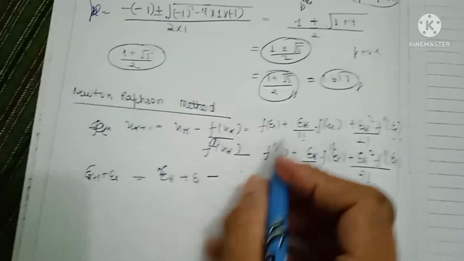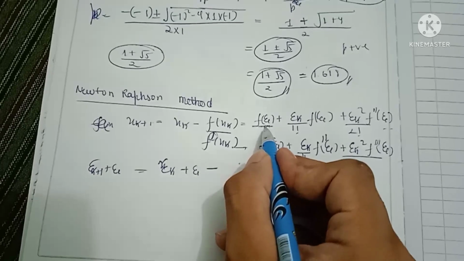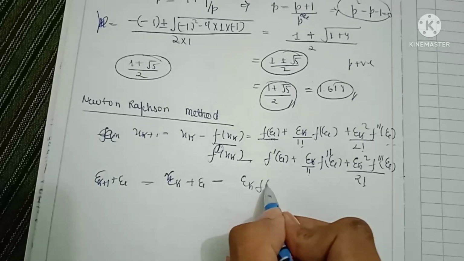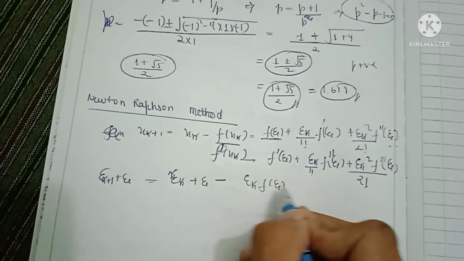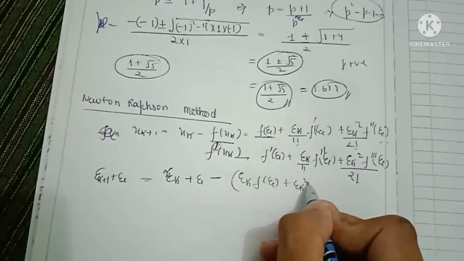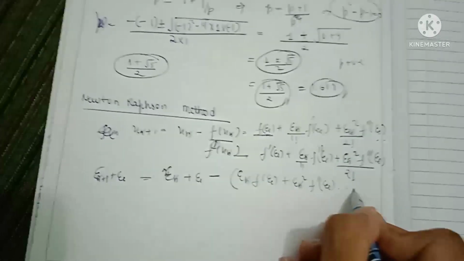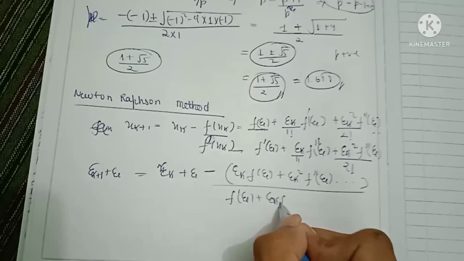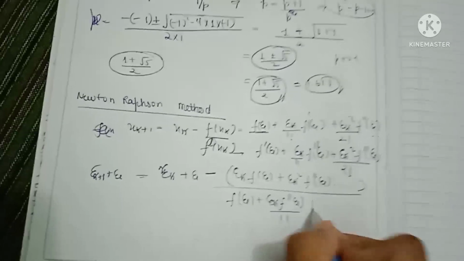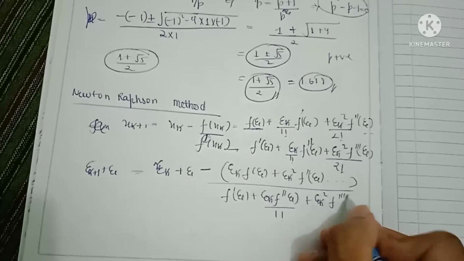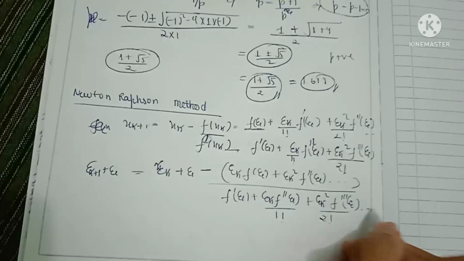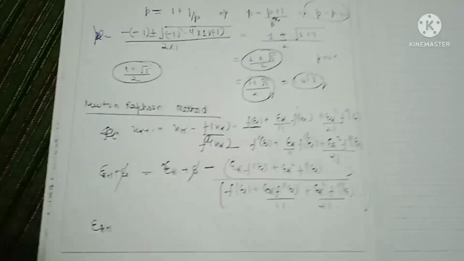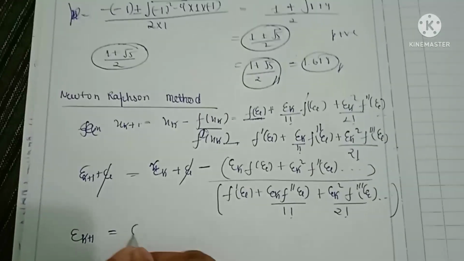So now we would have f(epsilon) is equal to 0 simply because epsilon is the original root. So we have e_k f'(epsilon) + e_k squared f''(epsilon) upon 2 factorial, all upon f'(epsilon) + e_k f''(epsilon) upon 1 factorial + e_k squared f'''(epsilon) upon 2 factorial, and here we have this. And epsilon cancels out, so e_(k+1) is equal to e_k minus this.